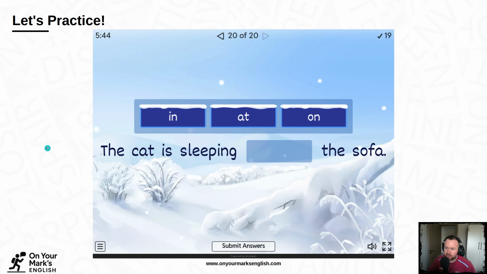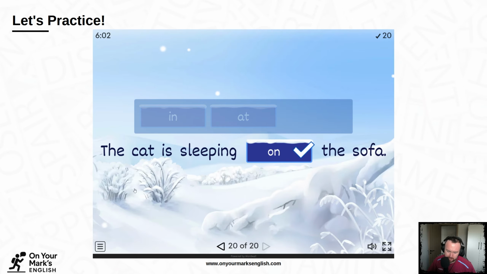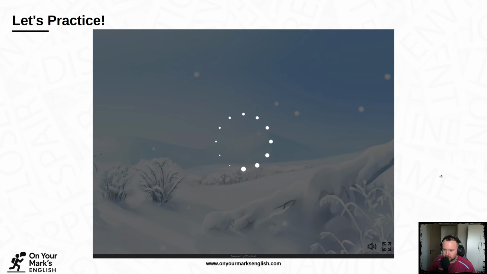And the final question. The cat is sleeping the sofa. Okay. Quite a specific place, but not really specific. We're not saying the cat is sleeping at the end of the sofa or the cat is sleeping at the edge of the sofa, okay? We're saying the cat is sleeping on the sofa. Definitely not sleeping in the sofa. Very good. Okay, that's all of the questions. We got 20 out of 20 correct.